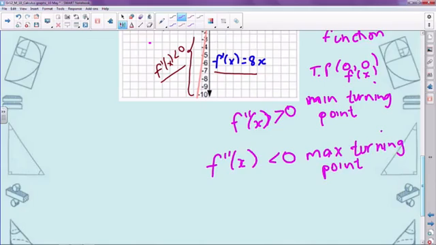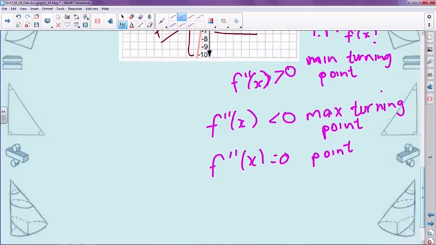And if your second derivative is equal to 0, that will tell you that you have a point of inflection. It's something we will come back to. I don't want to discuss this too much now. We'll talk about this a little bit later on, but that tells you you have a point of inflection.